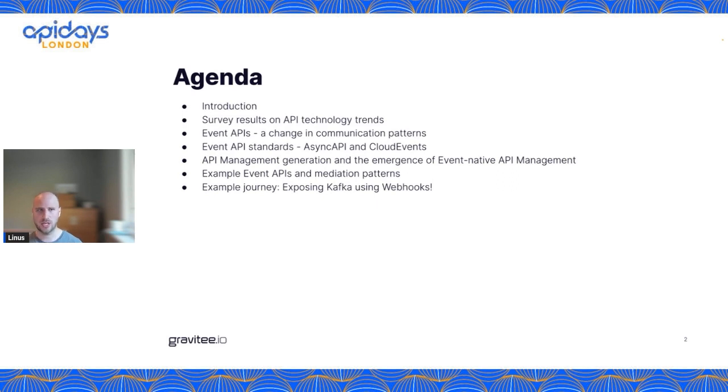We'll then have a look at a few examples of different patterns and where event APIs may help in exposing and controlling your data architecture. And in the end, we'll just do a very simple walkthrough of what it will look like if I would be wanting to expose something like Kafka using something like webhooks as an example of such a pattern.